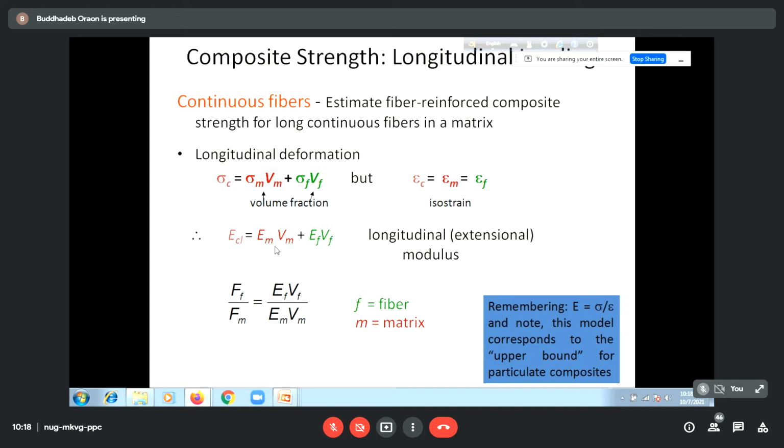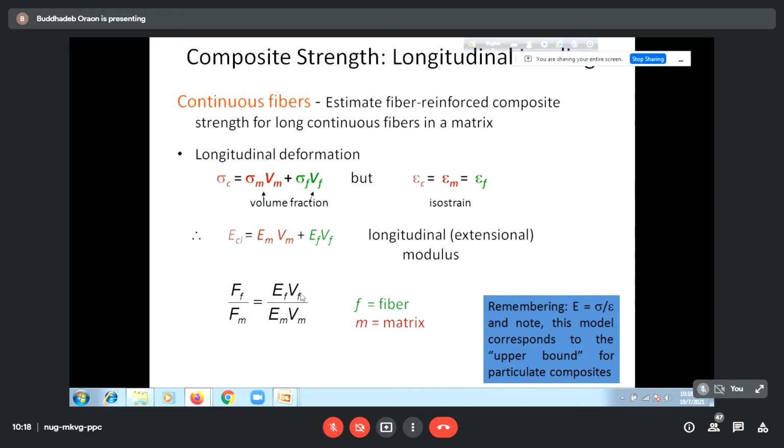Here also we can apply the simple rule of mixture and linear combination. Here, the elastic modulus of the matrix into its volume fraction plus the elastic modulus of the fiber into its volume fraction. If some more components are there, in general we can write this equation for n different components. You can just add on these terms. So these are the two important derivations.